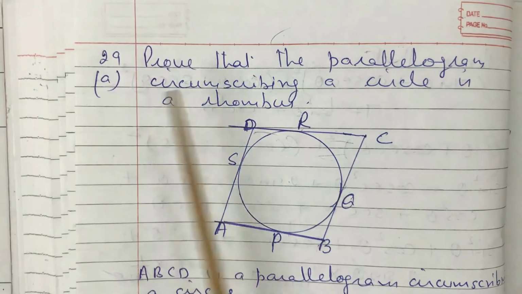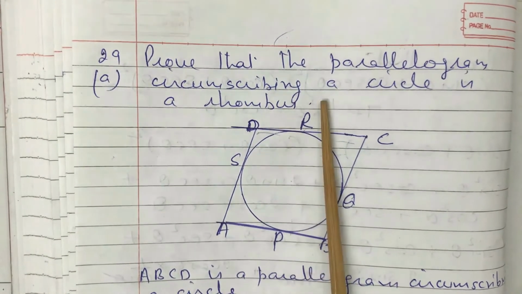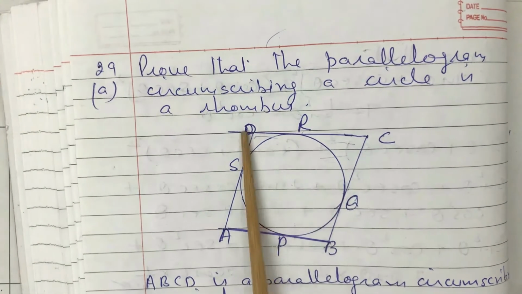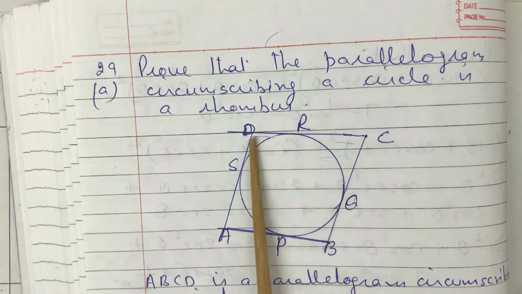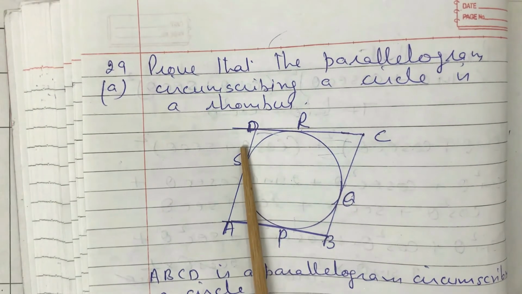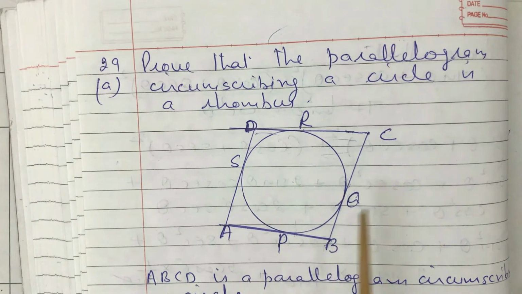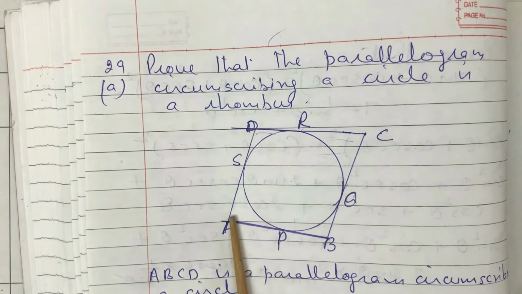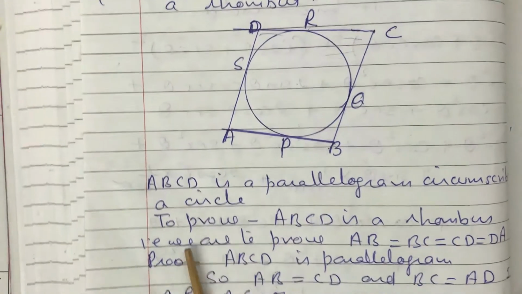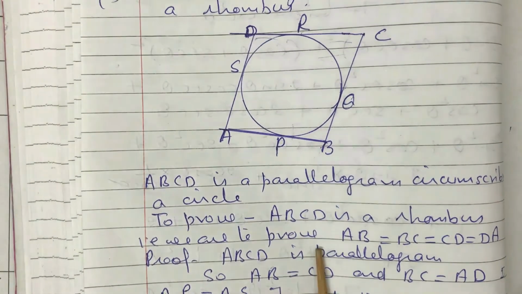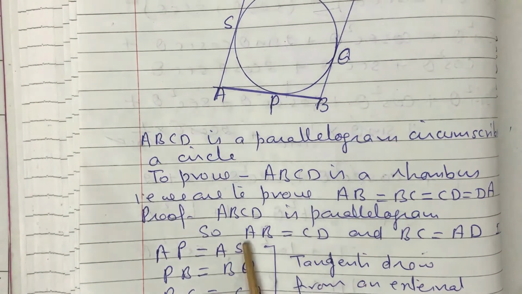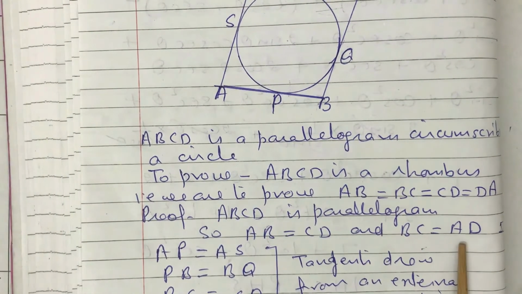29th question A part. Prove that the parallelogram circumscribing a circle is a rhombus. Now we have this circle and this is a parallelogram. ABCD is a parallelogram. And we are to prove ABCD is a rhombus. It means we are to prove AB is equal to BC is equal to CD is equal to DA. Now ABCD is a parallelogram circumscribing a circle. To prove ABCD is a rhombus, we are to prove all the sides are equal. Now ABCD is a parallelogram. So AB is equal to CD and BC is equal to AD.